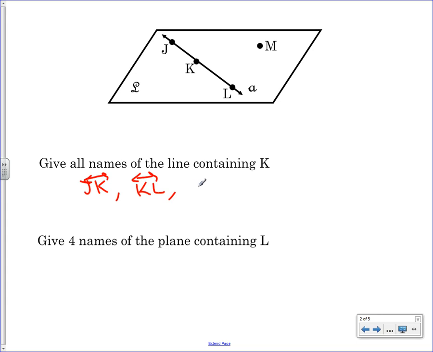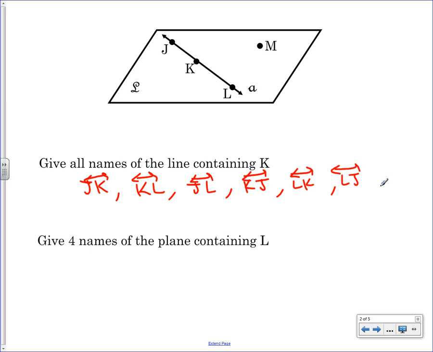Can I call it JL? Can I skip that middle one? Sure, you can do that, right? JL. And I can also flip those around, right? I could call it KJ. I could call it LK or LJ. There's one other option. What else can I call a line?